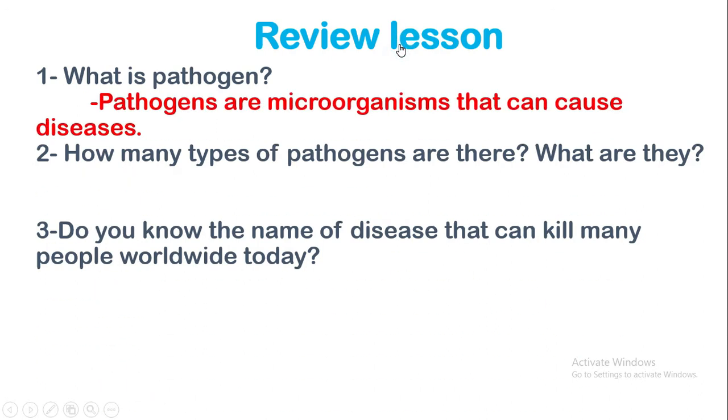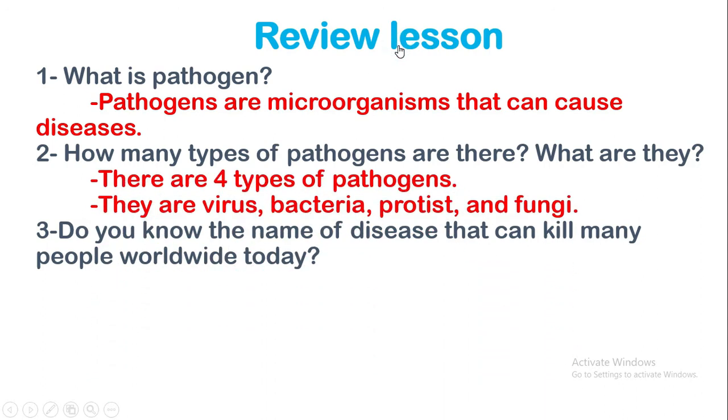Yes, the first one: pathogens are microorganisms that can cause disease, like we studied in the last lesson. So how many types of pathogen are there? There are 4 types of pathogen. They can be virus, bacteria, protists, and fungi. And I am sure that you know this and you can answer this clearly, right?